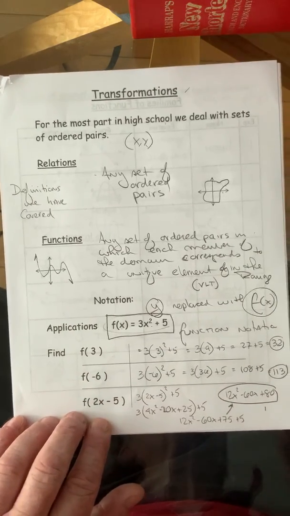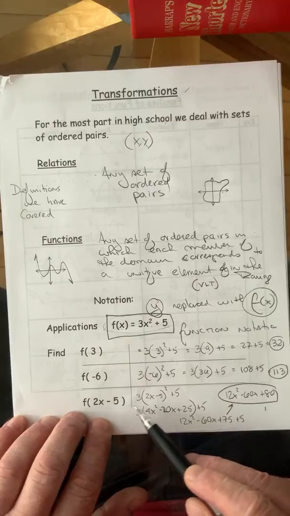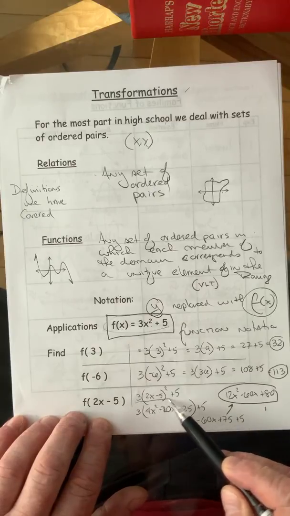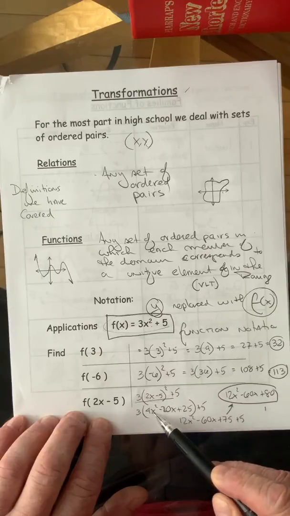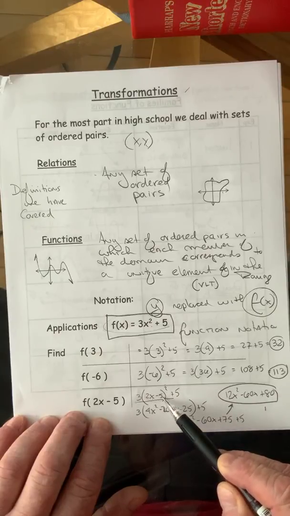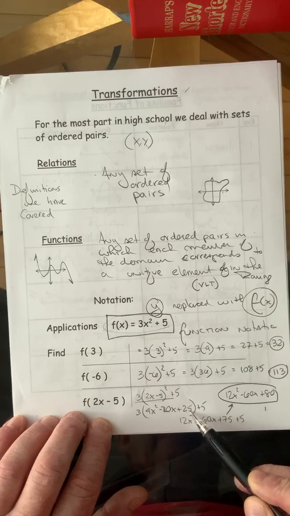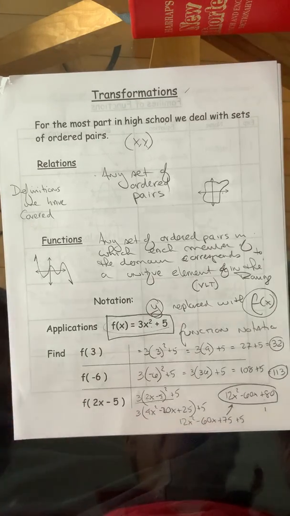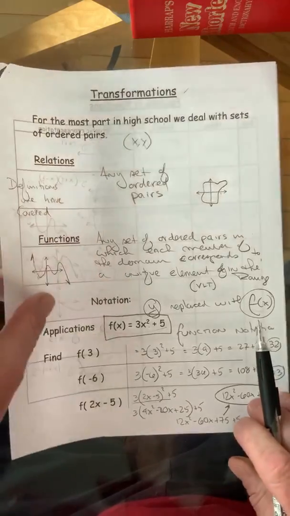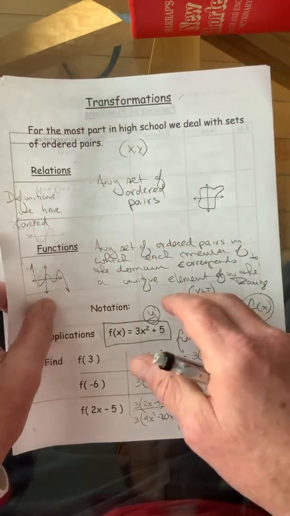If I plug something like this into f, I set it up like this. This is a difference of squares. That squared, that times that, doubled, that squared. Multiply by 3, add 5, I get this. This is something we've done. This is just a quick review. Hopefully you had no trouble with that.